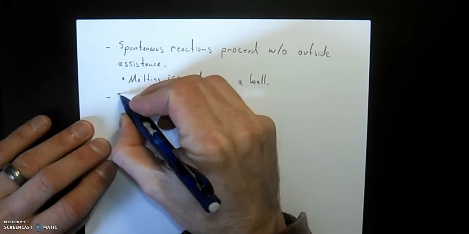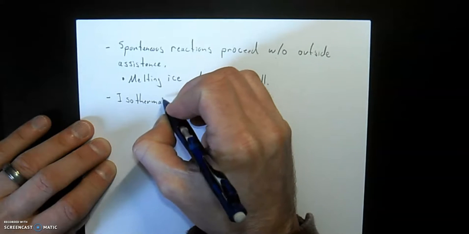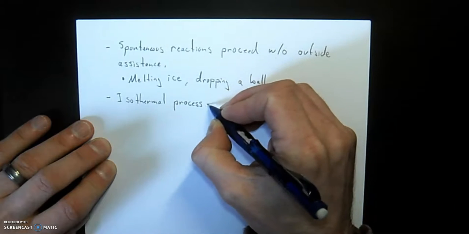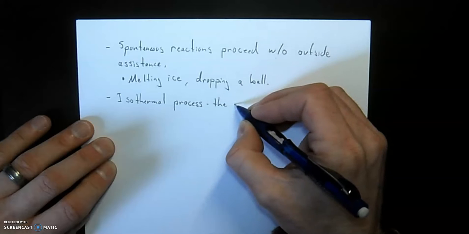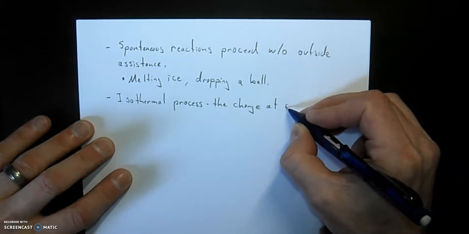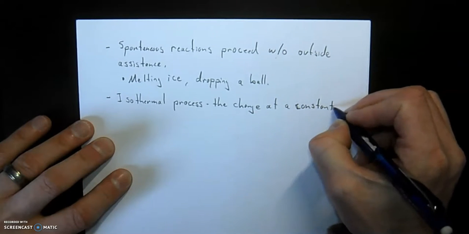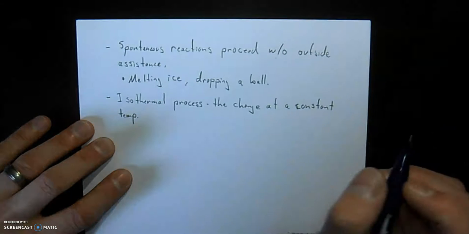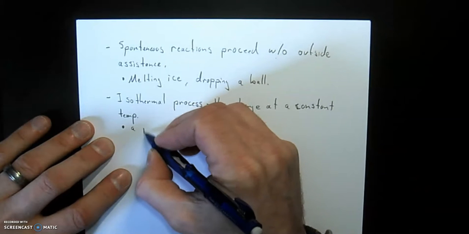Another concept we can throw in here is a term called isothermal process. And that is a reaction or an event in which the change is occurring at a constant temperature. So isothermal, same temperature. And a really good example of that one, which you guys would be familiar with, is a phase change.